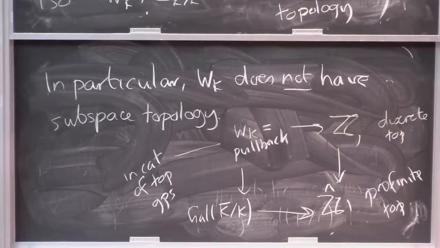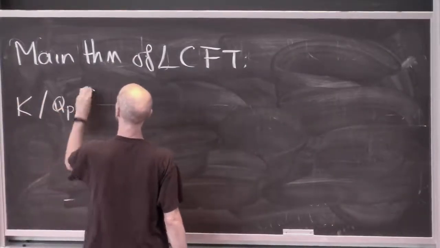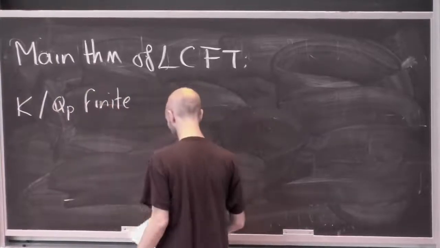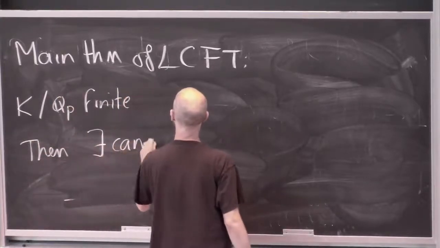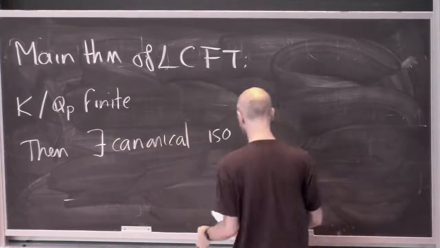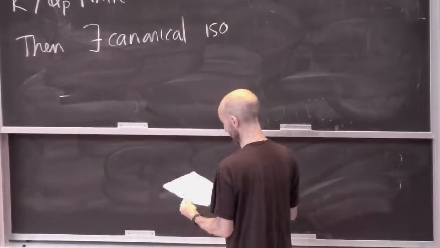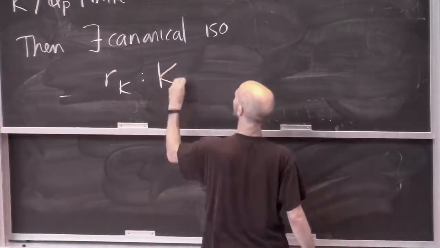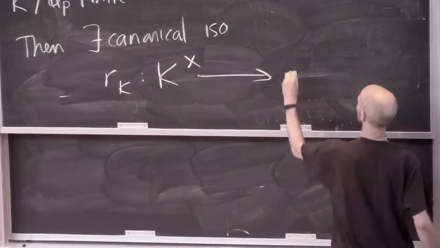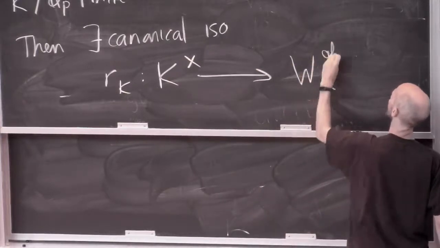So here's the theorem. My main theorem of local class field theory is about the abelianization of the Weil group. Let K be a finite extension of Q_p. Then there's a canonical isomorphism, the Artin map, r_K, and it goes from K star to the abelianization of the Weil group.